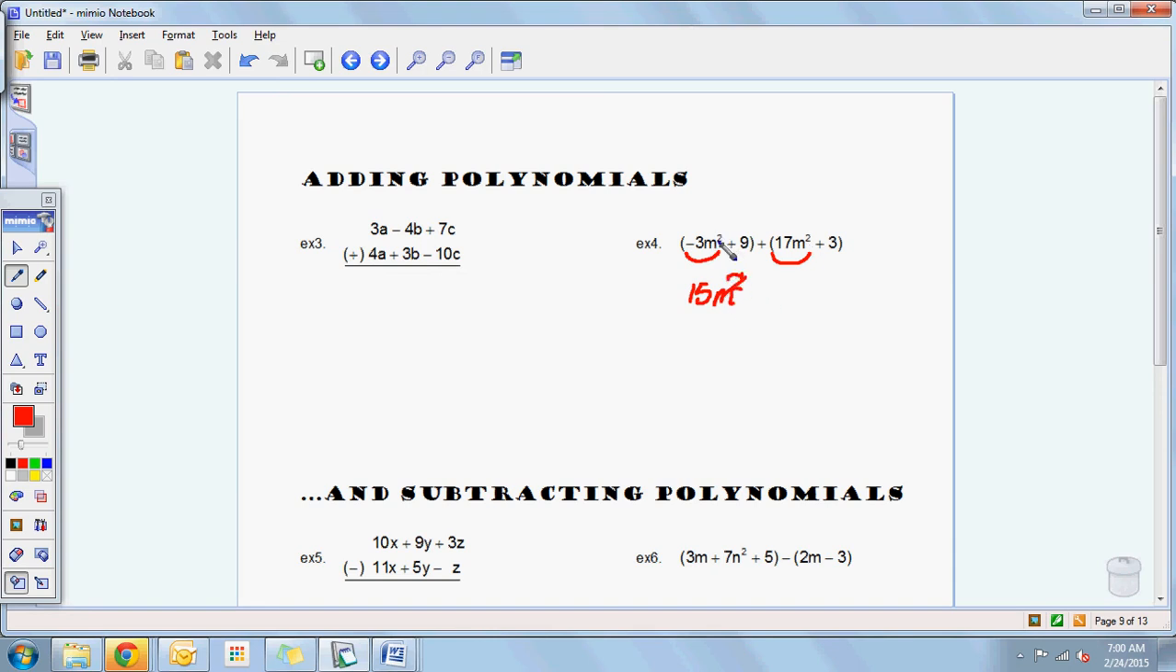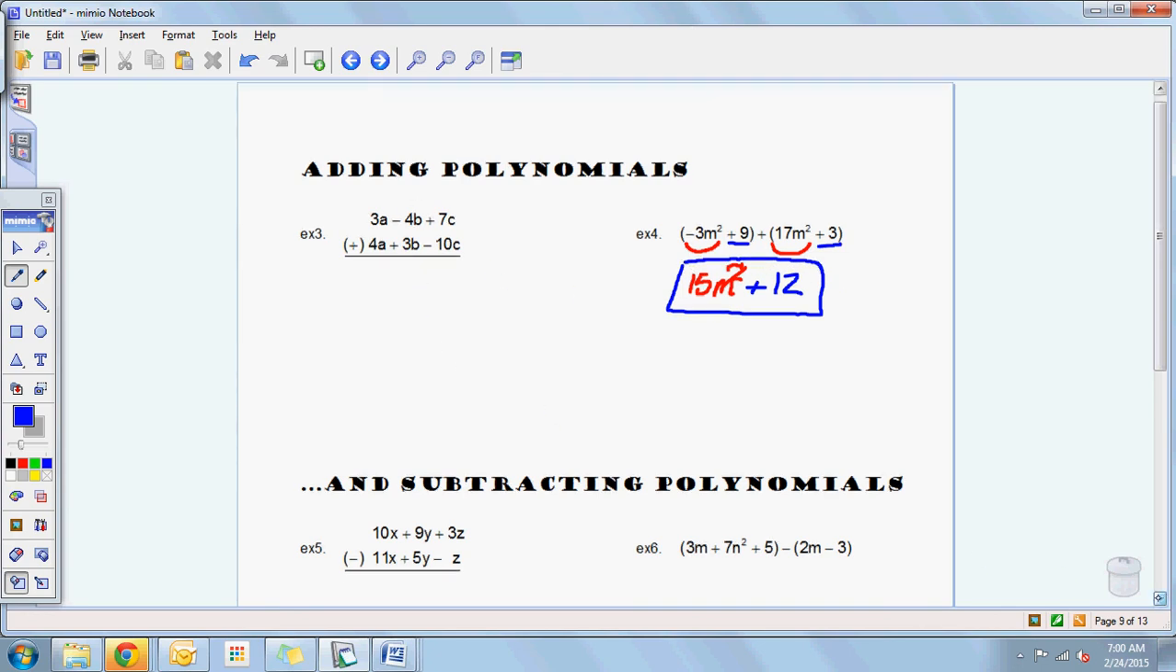Remember, your like terms have to be the same variable to the exact same power, okay? Now I'm going to take my other like terms. I just have these whole numbers, so 9 plus 3 is going to give you 12. So you're going to look at the end and make sure you don't have any like terms. These are not like terms. They aren't the same variable to the same power. So this is your final answer. Okay? You guys are going to try this one on your own, okay?